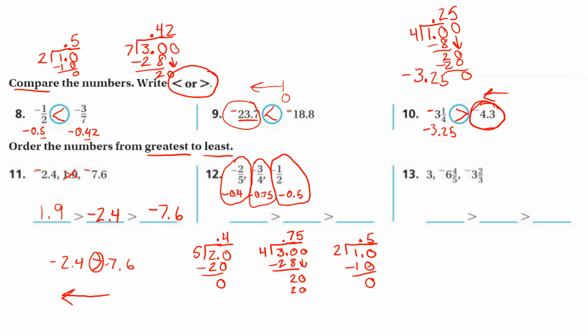Okay, so which one of these is going to be my biggest or the most valuable? Since they're all negative, it's going to be my number closest to 0. Furthest to the right is going to be the biggest number. And on a number line, negative 0.4 is going to be closest to the 0. Then negative 0.5, and the furthest away from 0 is going to be negative 0.75.